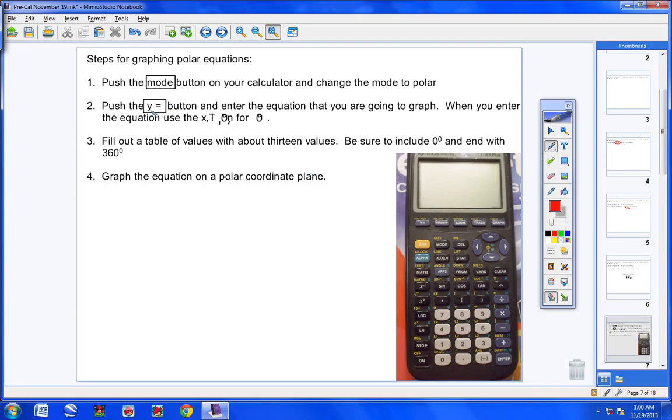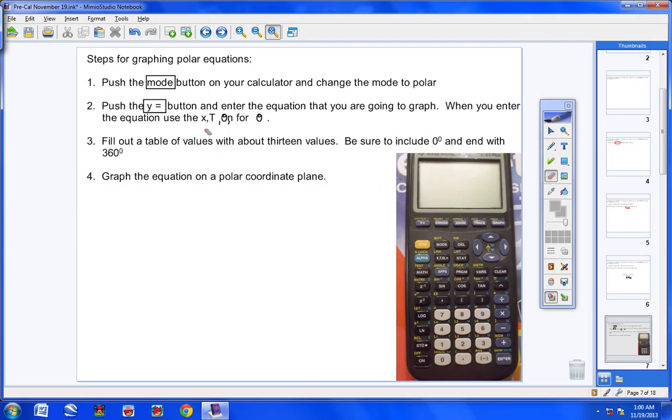Now the next step is you push the Y equals button. Here's Y equals. When you push the Y equals button, because you're in polar mode, up is going to pop R subscript 1 equals, R subscript 2, R subscript 3, etc. That's what's going to pop up. And that's where you enter your equation, right here, or here, or here, or wherever you want to. We'll practice this later, trust me, okay?